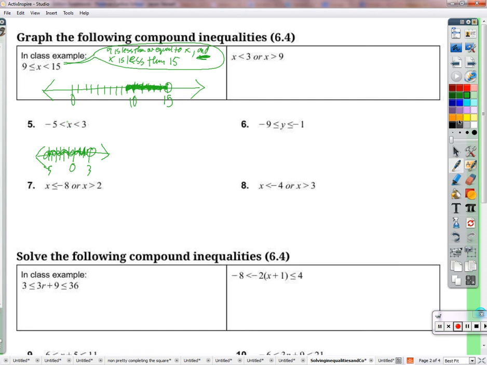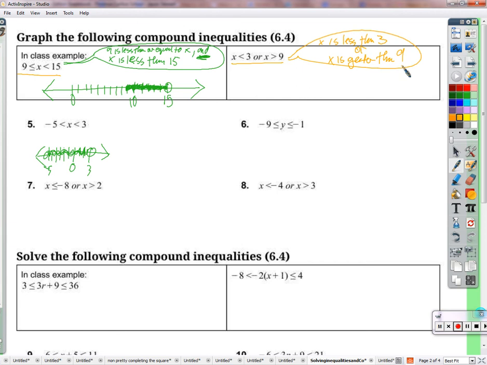All right. Now, this looks a little different than that, right? It's not in between two numbers, and the reason is because if you read it, X is not between two numbers. What's this say? X is less than 3, or X is greater than 9.